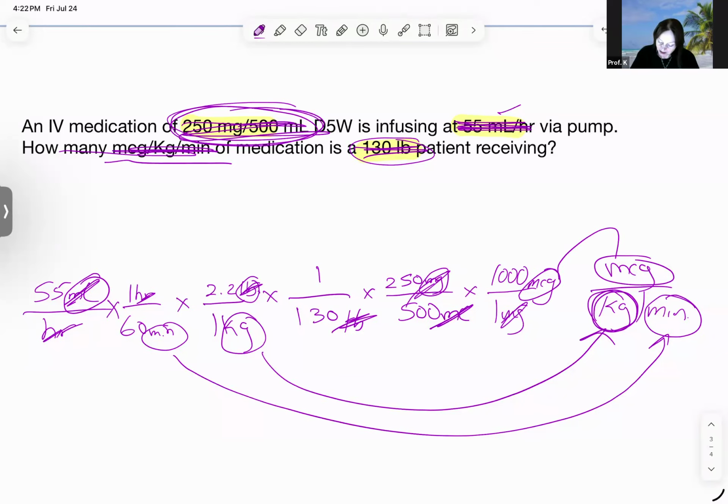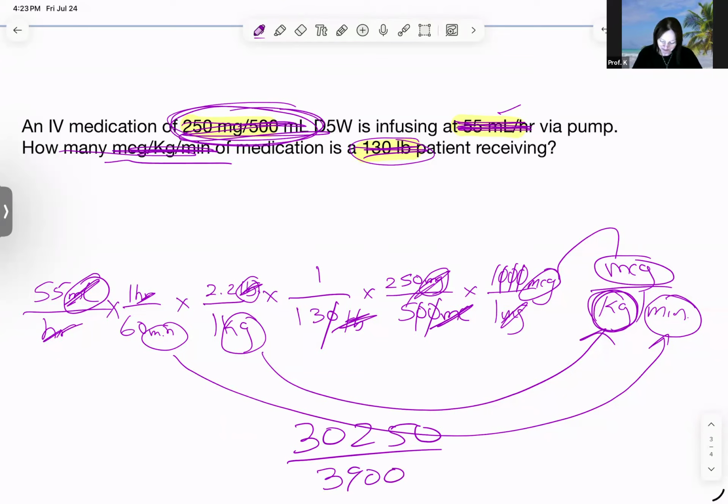So I like to cross off the zeros, 1, 2, 3, 1, 2, 3. So let's do the math together because I don't have the answer to this. 55 times 2.2 times 250 equals 30,250 over 60 times 13 times 5 equals 3900.